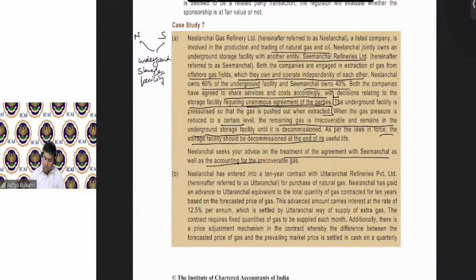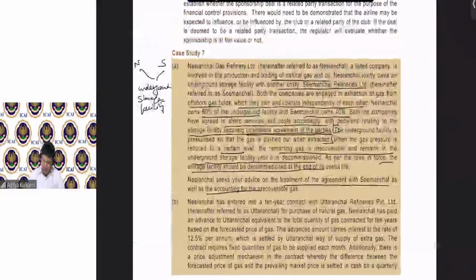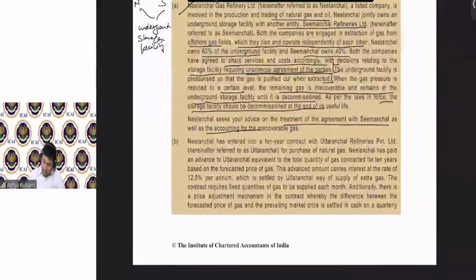Is it okay? So that is case study 7, part A. Does anybody have any doubts here? So treatment of agreement with Seemanchal: joint operation, proportionate consolidation. And irrecoverable gas: property, plant, and equipment.